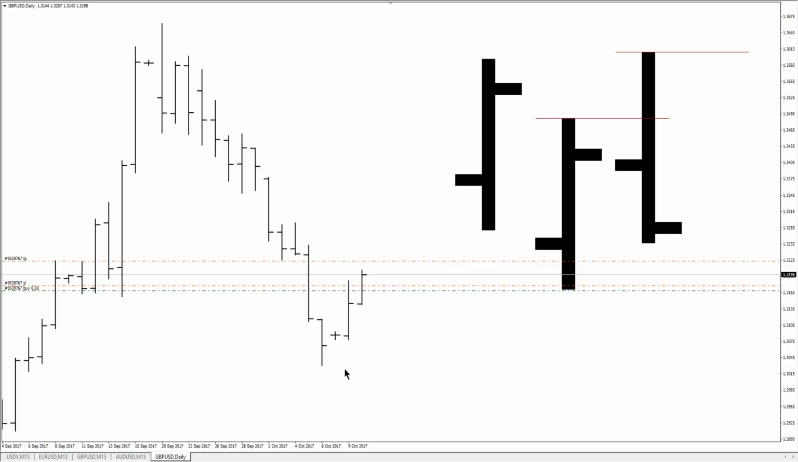You want to make 25, 30 pips a couple times a week? This is how you do it. You want to make 100 pips a week? This is how you do it. If you want to just consistently find setups, this is how it's done.